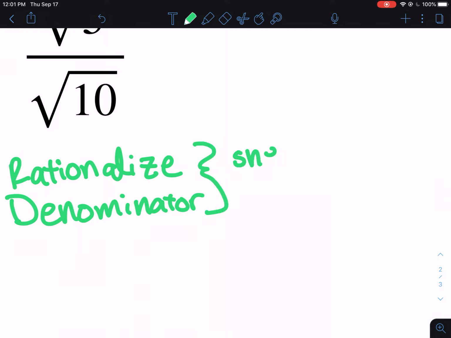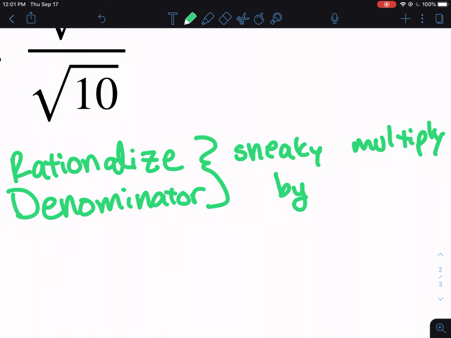multiplying by 1. Man, I can't even spell correctly. Multiply by 1. Recall that whenever you multiply by 1, nothing changes. It's just 1. This doesn't change anything. This changes nothing.